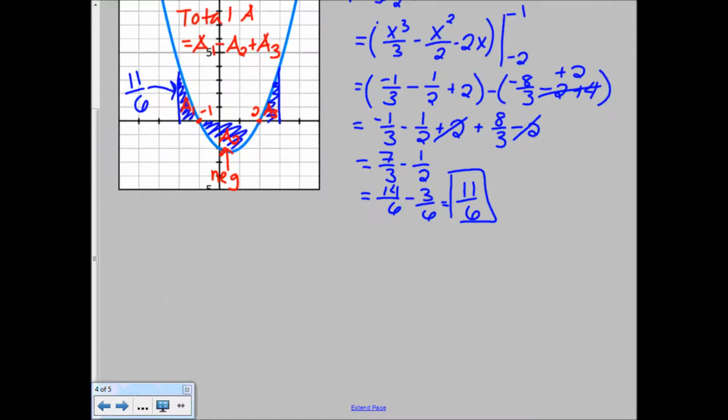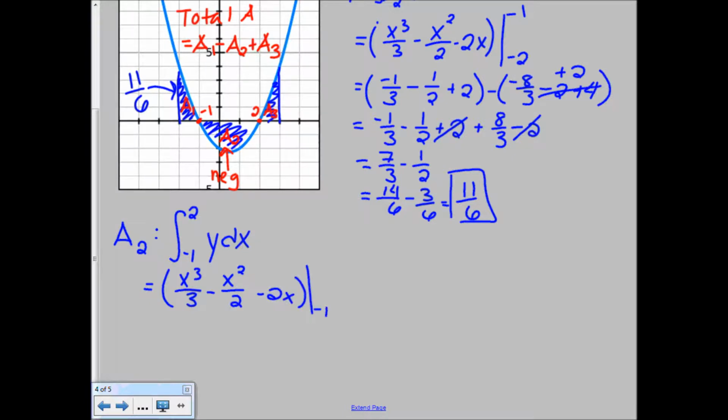So now we're going to do the same process to find A2 and A3. So for A2, that's just the integral from -1 to +2 of our function y. So instead of writing it all out, I'm just going to write y there since we know it's the same function. So now we're going to do x cubed over 3 minus x squared over 2 minus 2x. Evaluate from -1 to +2. So we plug in the +2 first. So we're going to get +2 cubed is 8, so 8/3 minus 2 minus 4.